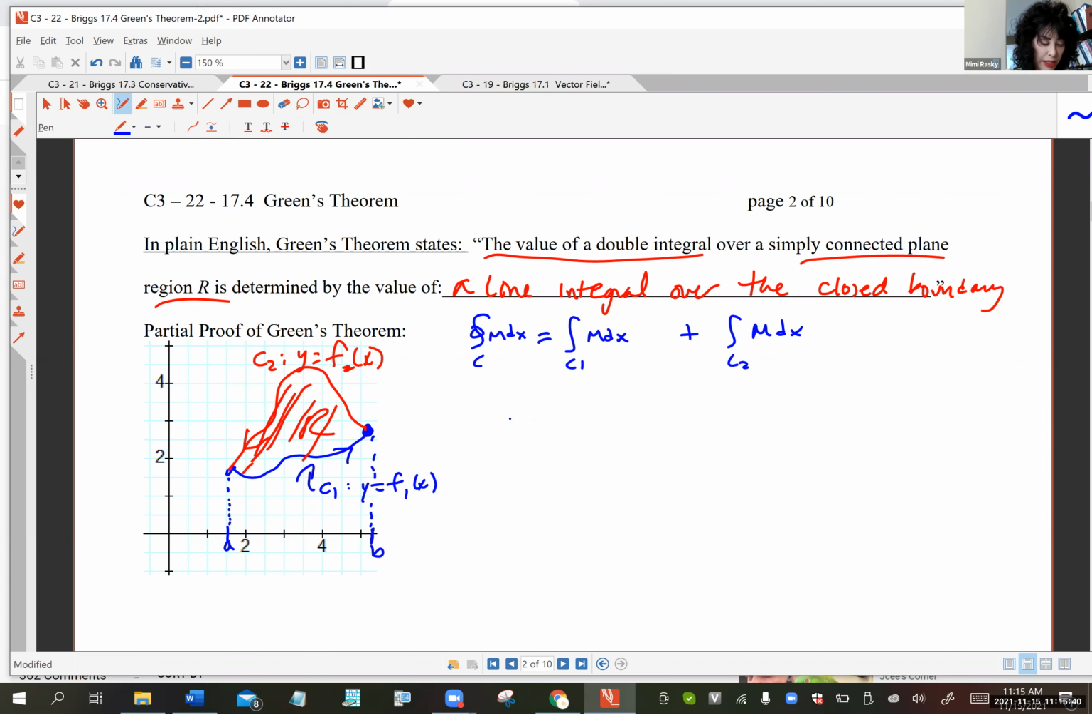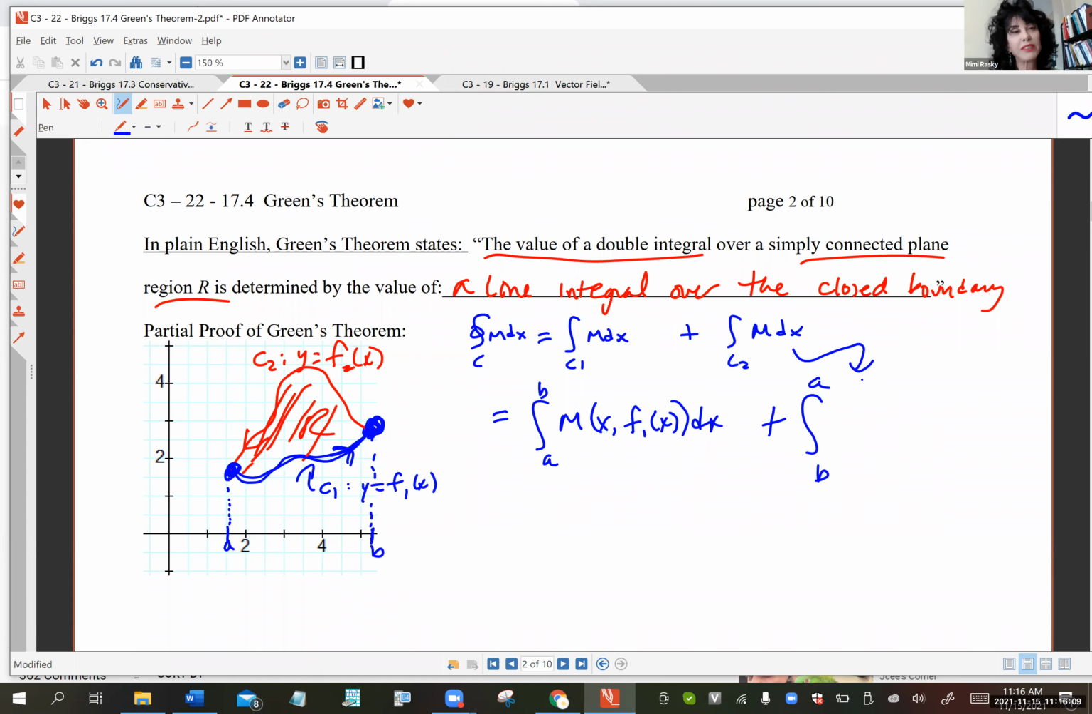Now the C1 is starting here at x equals a and ending at x equals b, and the M, which is a function of x and y, but instead of putting x and y here, because we're on this curve where y is equal to f1 of x, I'm going to replace the y with f1 of x. Plus, and then the second line integral, you're starting at x equals b, and you're going back to x equals a. You're basically going backwards. So our lower limit is b, and our upper limit is a. And this M is evaluated at x, y, but the y here is f2 of x.